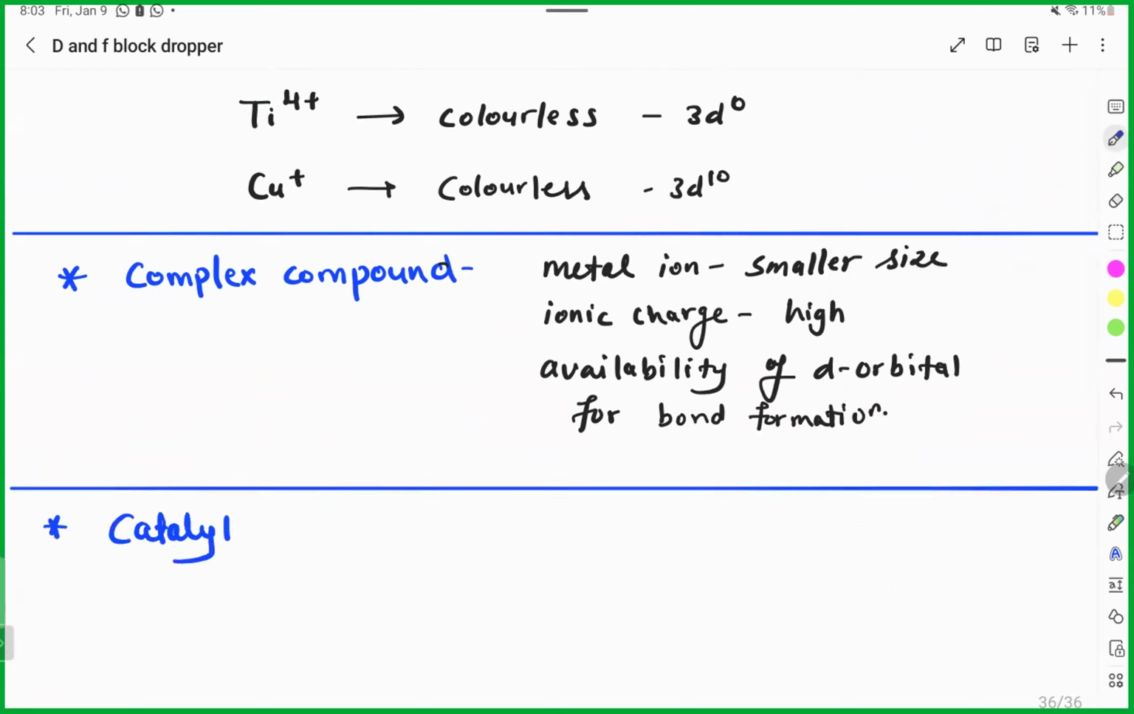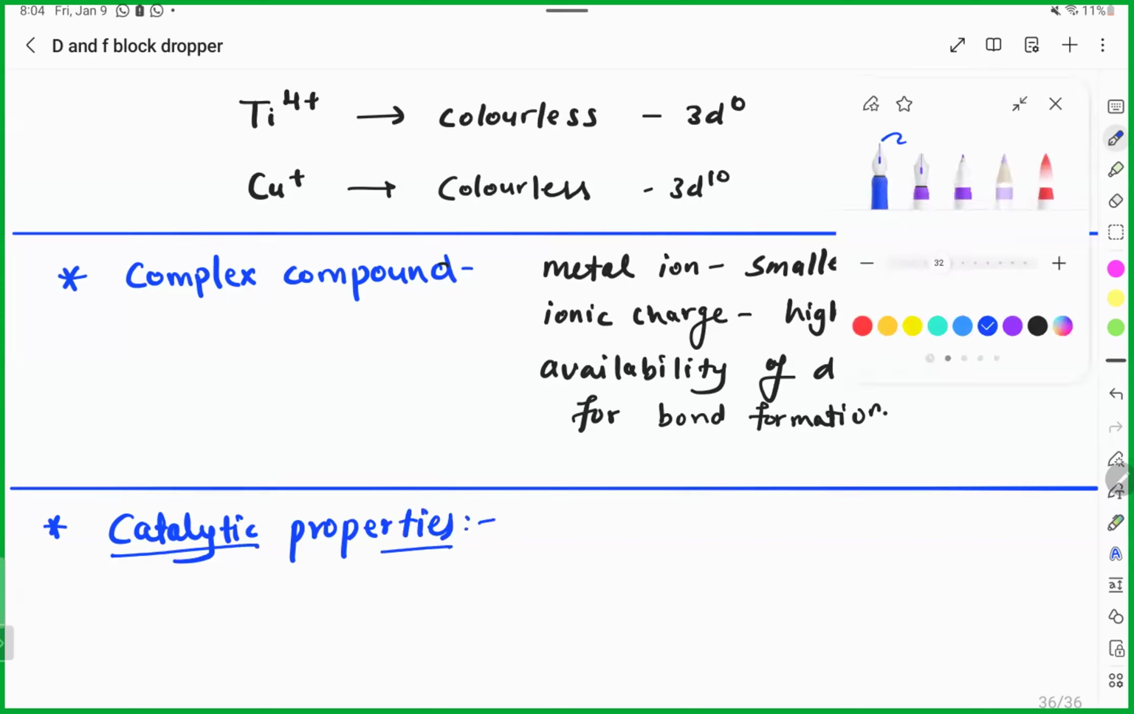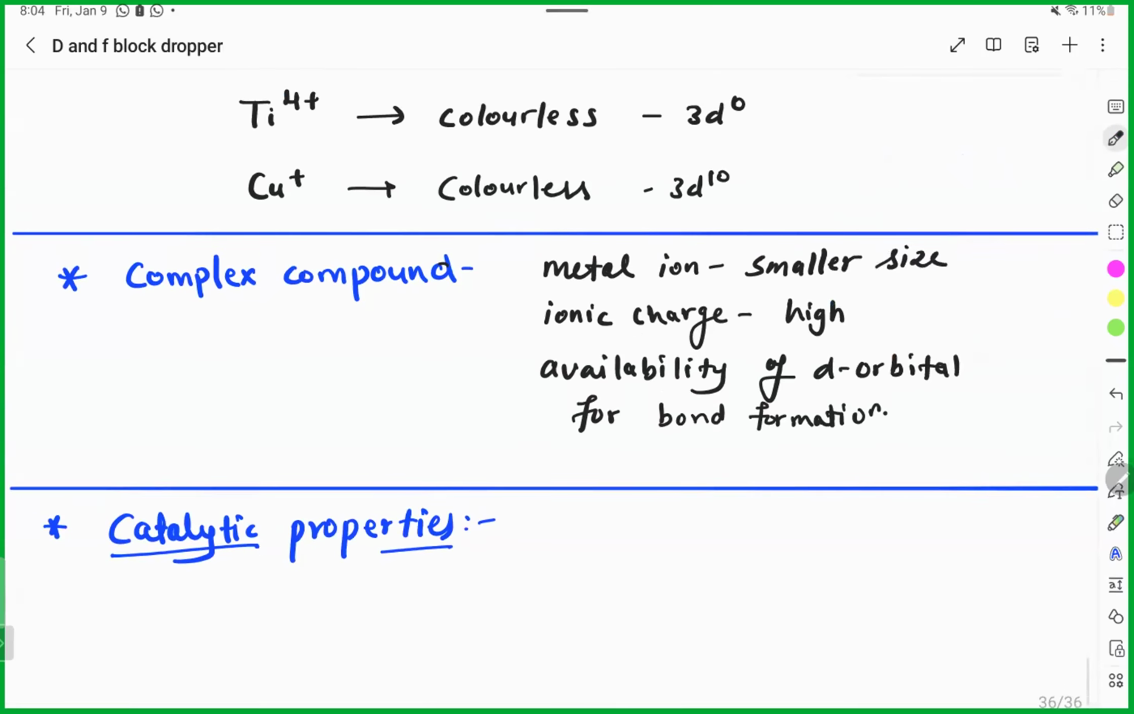Catalytic property. Sara, why do d block elements show catalytic properties? Sir, vacant d orbitals. There will be variable oxidation states, unlike the vacant p orbital in p block elements. So they have variable oxidation states. Yes. Variable oxidation state is one of the reasons for the catalytic property.